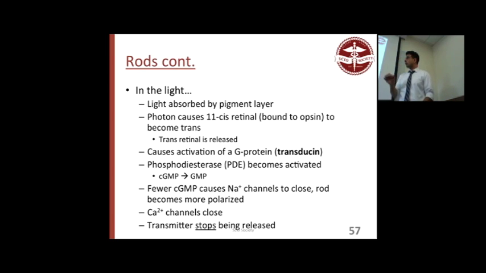The special photon receptor is called... So in the light, the photon will hit this thing called retinal.